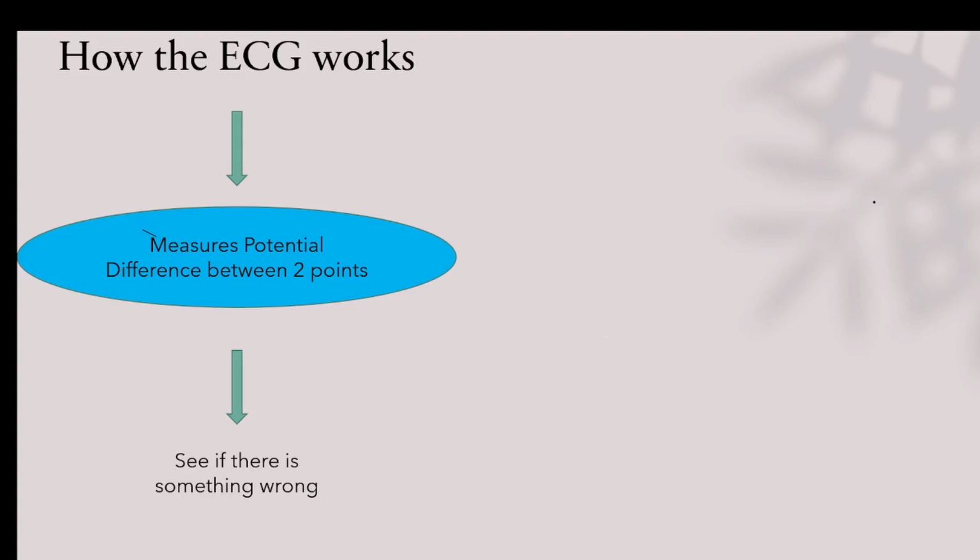Very basic. I want you guys to repeat and just keep this idea in mind. The ECG works by measuring the potential difference between 2 points. And yes, we use leads to identify this.